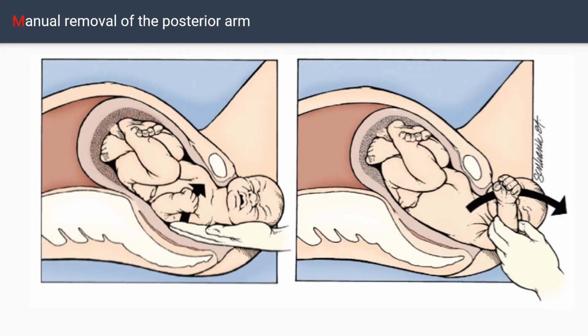Then the M, that is the fifth letter from ALARMER, that is manual removal of the posterior arm. If all the things that you have done previously don't work, you have to do this maneuver. That is only to introduce your hand in the posterior part of the baby, in the posterior shoulder, and try to catch the arm and pull it away. So now we're going to see another video.